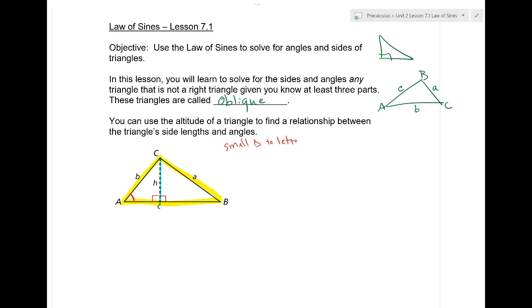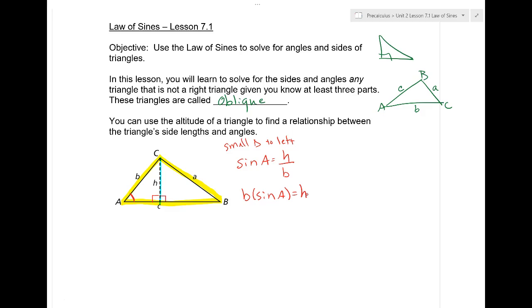Using the small right triangle to the left, the sine of angle A is going to be what? Remember, sine is opposite leg over hypotenuse, and so that's going to be h over b. Now I'm going to solve for the height. I get b times the sine of angle A equals the height. Again, we're just manipulating the equation around to do that.